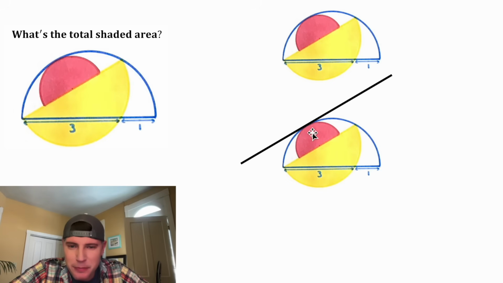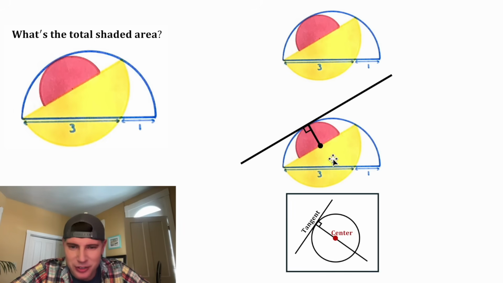Now for the first step, from this tangent point, I want to draw this line perpendicular to the tangent line. This has to go through the center of the red semicircle. A radius of a semicircle is always at right angles to the tangent point. And the converse is also true. If you have a tangent line and you take a line perpendicular to it at the tangent point, it'll always go through the center of that circle or semicircle.